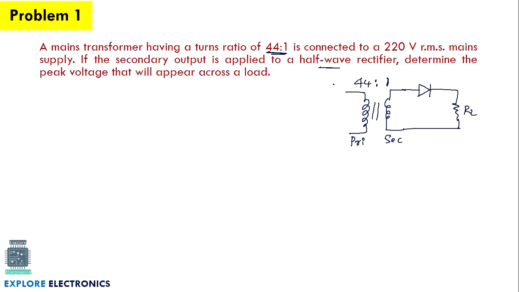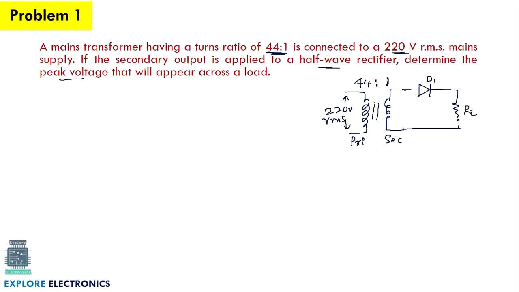In the problem they have given 44:1. It means the number of turns in primary to the number of turns in secondary coil, and it is connected to a 220 volts RMS supply. So this is 220 volts input, given in root mean square value. Always we are going to take the input values with respect to RMS value. That's why they have already given it. The secondary output is applied to the half wave rectifier, so I have connected a diode D1 here. Determine the peak voltage that will appear across a load.